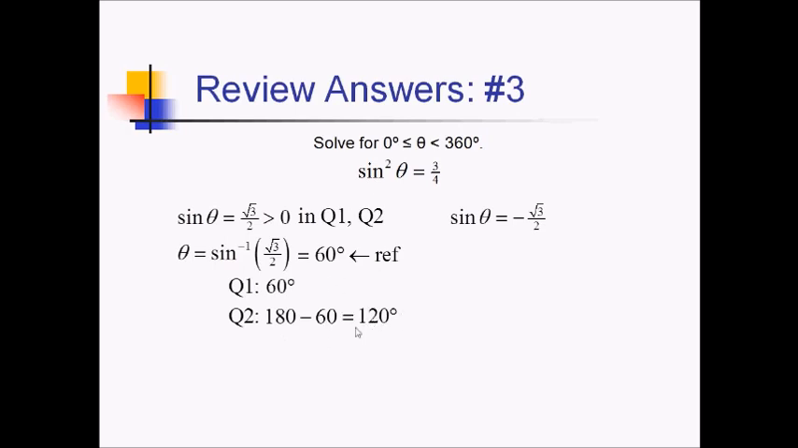So 180 minus 60 will give us a quadrant 2 angle of 120 degrees. That's the first branch. Now we come over here to the second branch. We have a negative sign for this branch. Since that's negative, that means we're below the x-axis in quadrants 3 and 4. We need now the inverse sine of negative root 3 over 2, which again you might know off the top of your head that that's negative 60.